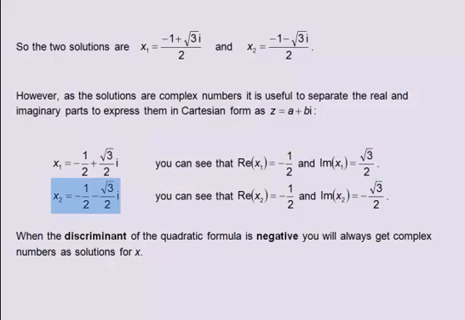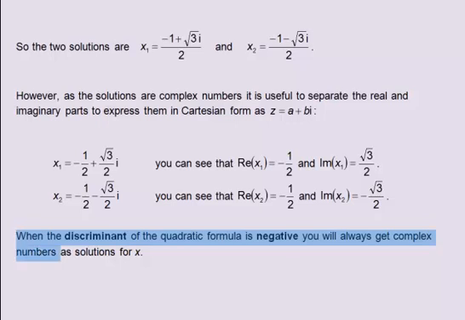For x2, x2 equals minus a half minus the square root of 3 over 2 multiplied by i. You can see that the real part of x2 is also minus a half, but the imaginary part of x2 is minus the square root of 3 over 2. When the discriminant of the quadratic formula is negative, you will always get complex numbers as solutions for x.